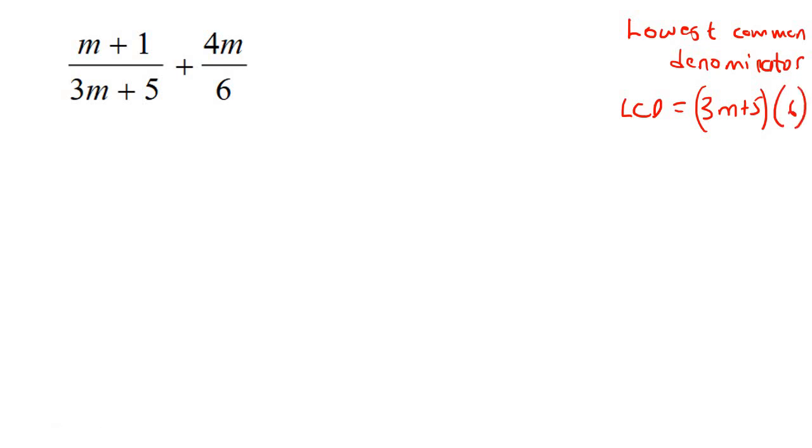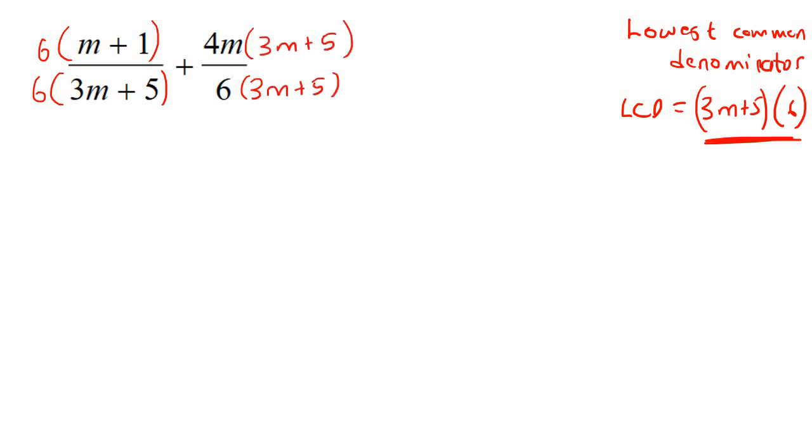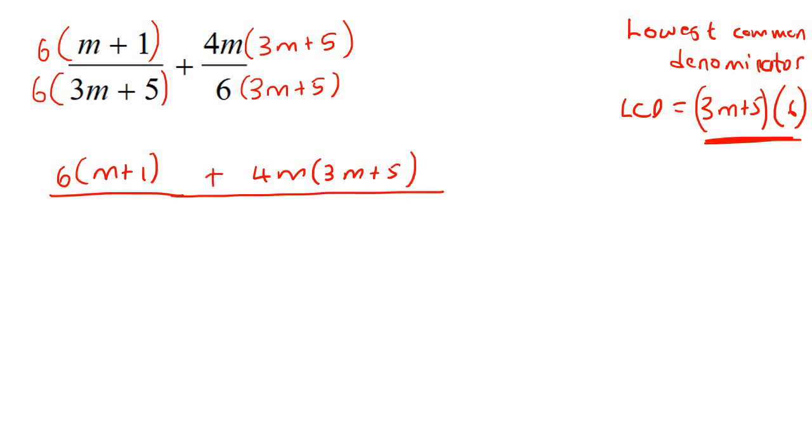So what that means is you are going to have to turn this denominator into this. You would do that by multiplying this by 6, but what you do to the bottom, you have to do to the top. Now to turn this one into that, you're going to have to multiply the top by 3m plus 5, and what you do to the bottom, you have to do to the top. So what we then have is, at the top, 6m plus 1 plus 4m(3m plus 5), and then we put that together, and the bottom will just have the denominator like that.